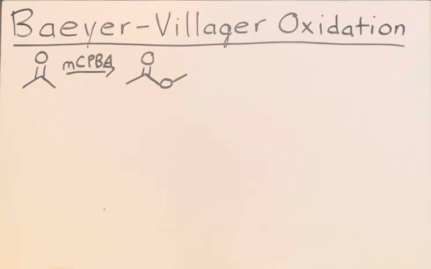Alright guys, so today we're going to be talking about the Baeyer-Villiger oxidation reaction. This is where we want to take our carbonyl, which in this example is a ketone, and react it with meta-chloroperoxybenzoic acid in order to form another carbonyl molecule, which in this case will be an ester. So here's the mechanism as follows.